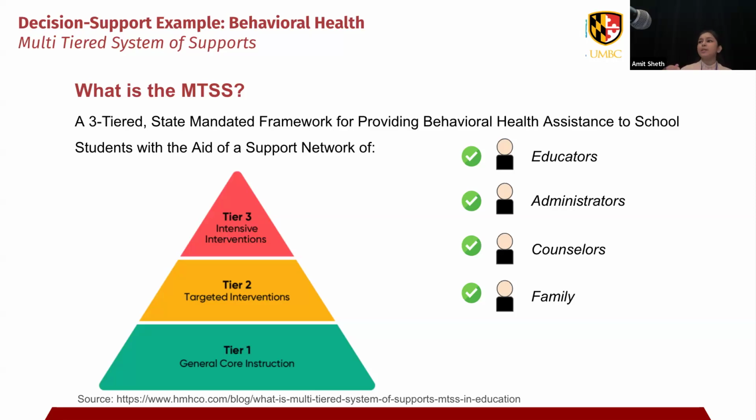Tier 2 is targeted interventions, where students who are struggling with specific troubles, for example, substance use, maybe they come from broken families, maybe they have anger issues, specific areas that are troubling to these students, are enrolled in the second tier, which is for focused or targeted interventions. And finally, the third tier is a more intensive intervention in which there is a one-on-one session with the student and an external clinician or a psychiatrist or a medical professional.